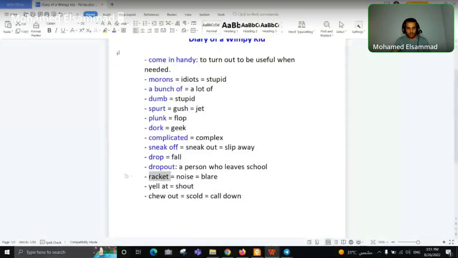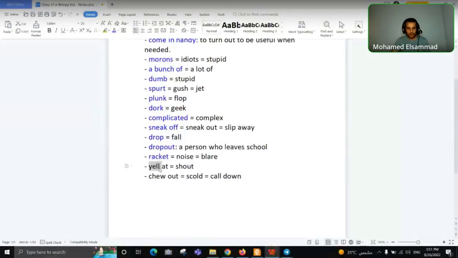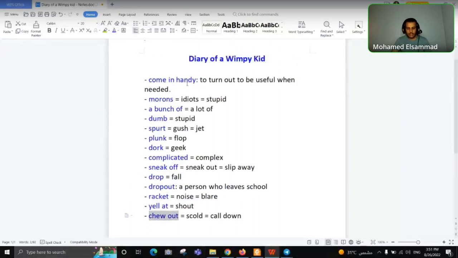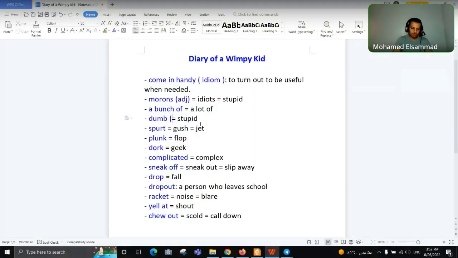So we make up words, the words that we already got, and the verbs and everything. You can also do something, by the way, like come in handy, so we can put beside it whether it's an idiom or not. We can do something like that as well. Also, ADJ is an abbreviation for adjective. Spirit, this is a noun. Plunk, also, we gotta know what the function of the word is.